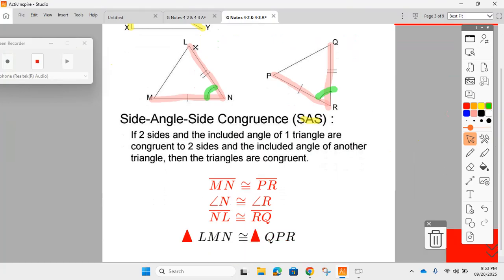So triangle LMN is congruent to triangle QPR. This side is a corresponding part to this side. Even though it's not marked congruent in here, now that we know the triangles are congruent, we can say that those sides are congruent as well. And we only have one pair of corresponding angles marked congruent, but now that we know the triangles are congruent, we can say that angle L is congruent to angle Q. Angle M is congruent to angle P.